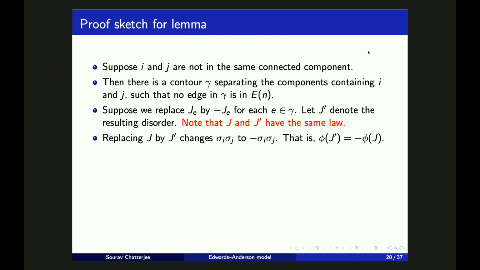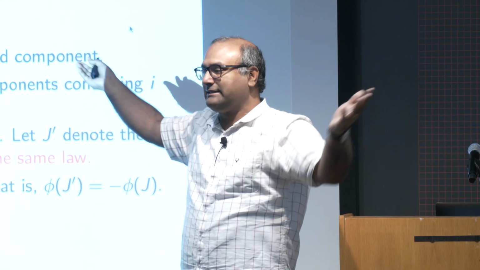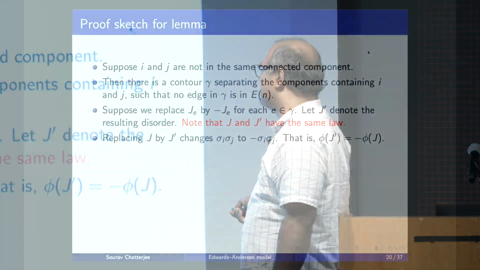Now, if you do this change, however, the ground state sigma I sigma J changes to minus sigma I sigma J. If you take a contour and you flip the signs of all the variables along the contour, the new ground state is obtained by just flipping either everything inside or everything outside. In either case, sigma I sigma J becomes minus sigma I sigma J. So phi of J prime is minus phi of J.